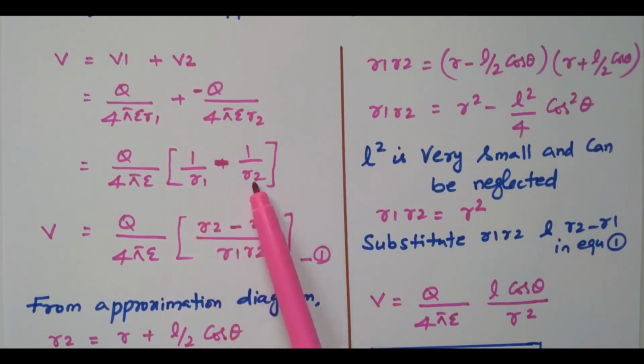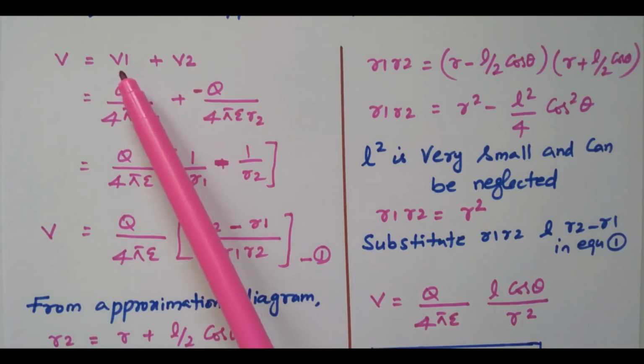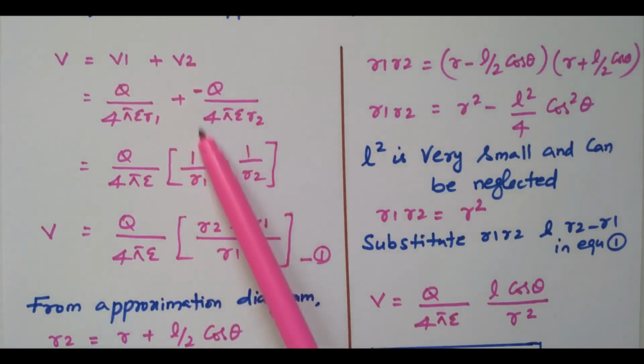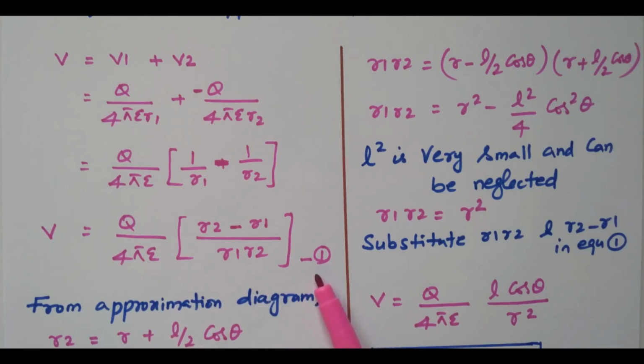Now we take the LCM. So Q divided by 4 pi epsilon R1 R2 is taken LCM. Here R1 is available, so multiply with R2. Here R2 is available, so multiply with R1. So R2 minus R1 divided by R1 into R2. Right? So positive charge, potential due to positive charge, potential due to negative charge. After simplification, we got this expression. Take this as equation number 1.